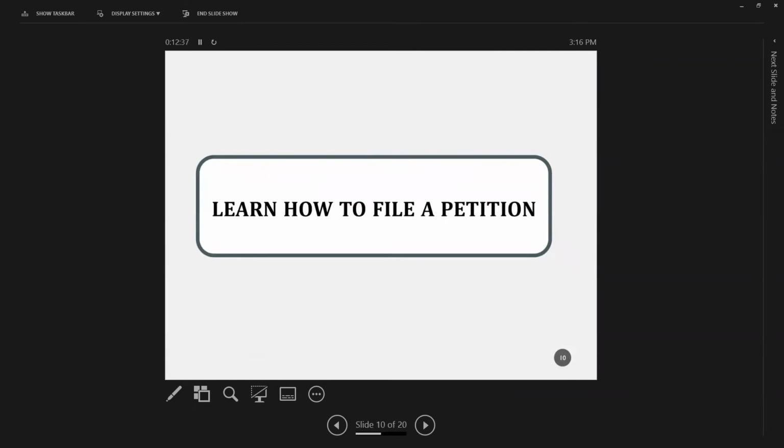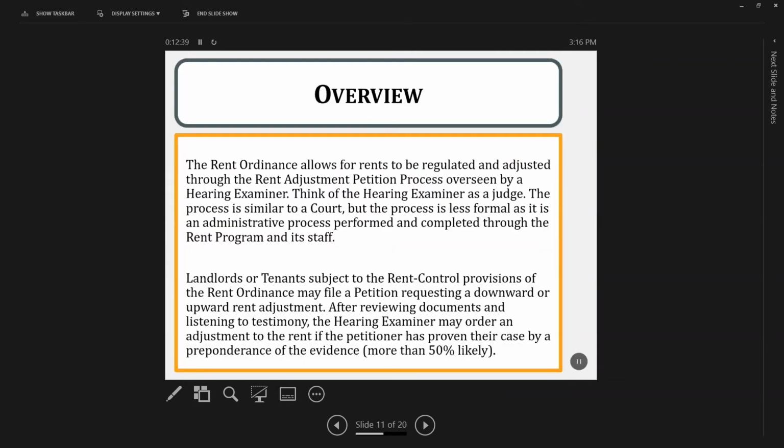How to file a petition. The rent ordinance allows for rents to be regulated and adjusted through the rent adjustment petition process overseen by a hearing examiner. Think of the hearing examiner as a judge. The process is similar to a court case, but less formal as it is an administrative process performed and completed through the rent program and its staff. Please note, there is no cost to file a petition.